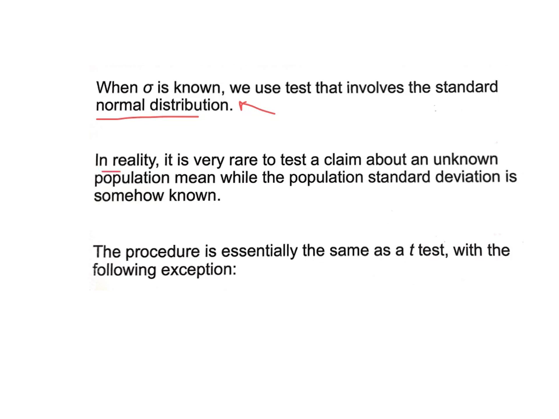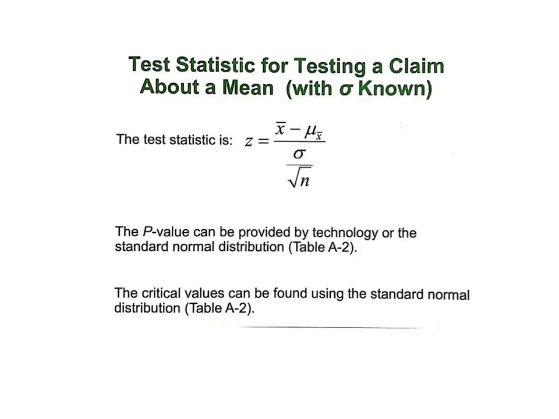In reality, it's very rare that this happens because you very rarely know what the population standard deviation is. But occasionally, you may know it, or it may come into play, so you've got to know how to deal with it. Procedure is essentially the same as a t-test, except there's one big exception, and here it is. The exception is it's a z-test stat instead of a t-test stat.